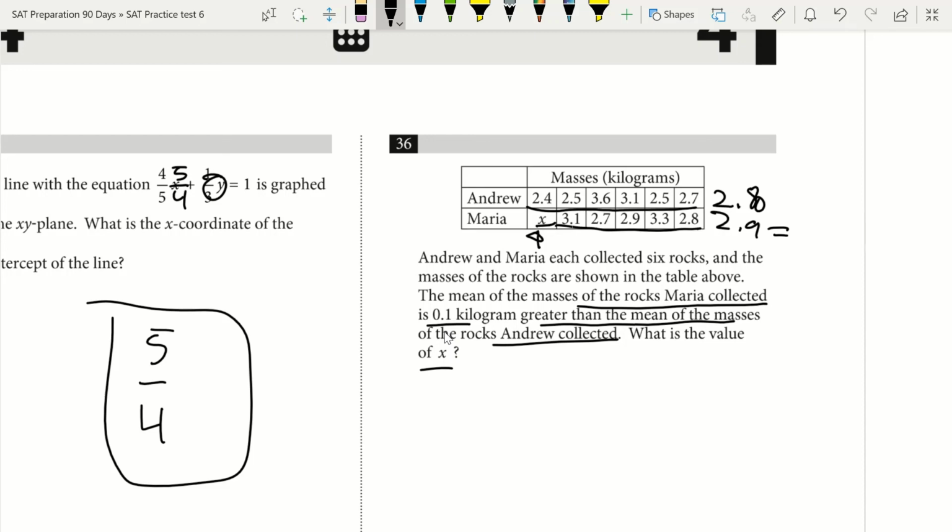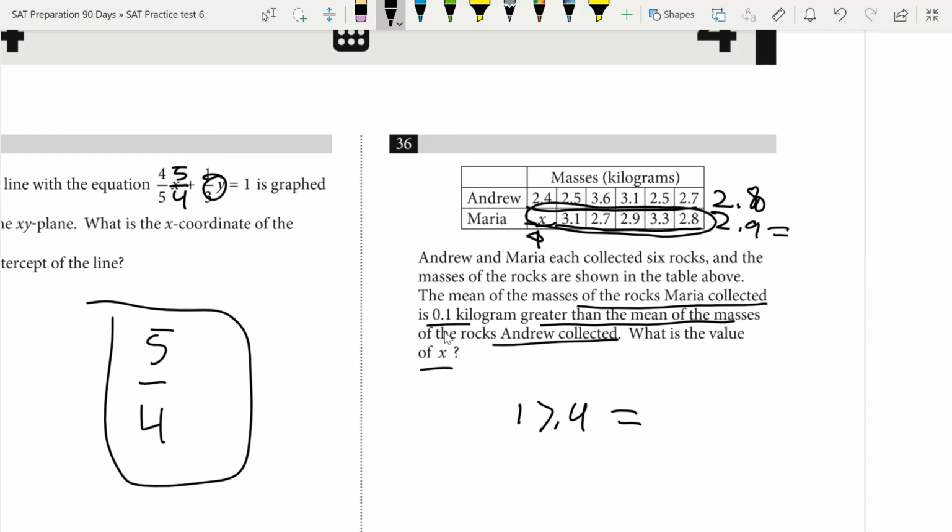So I'm going to multiply 2.9 by 6. That's going to give me 17.4 as the total mass that I need. And then I just take that, set it equal to the sum of all these numbers, right? So I'm going to have 17.4, and I'm going to go ahead and subtract all of the 5 numbers that I know. So that's going to be 3.1 plus 2.7 plus 2.9 plus 3.3 plus 2.8 plus 2.8. And then at that point, that's going to give me my answer of 2.6 for number 36.